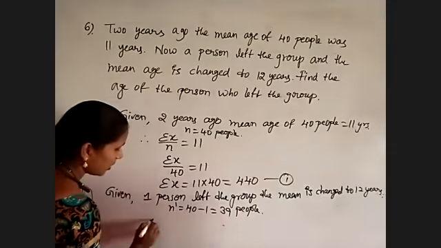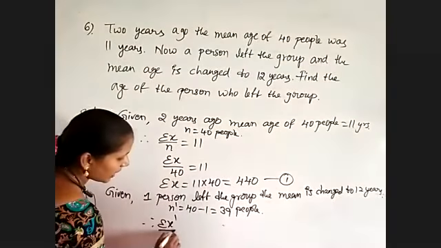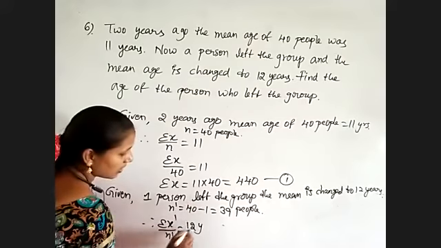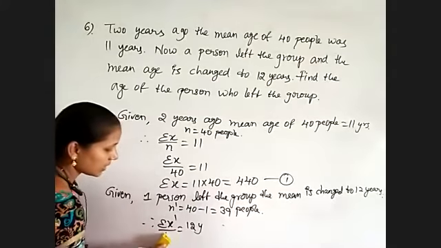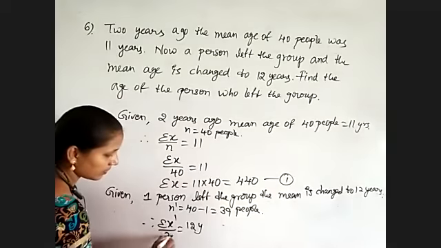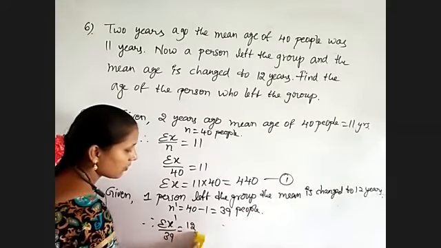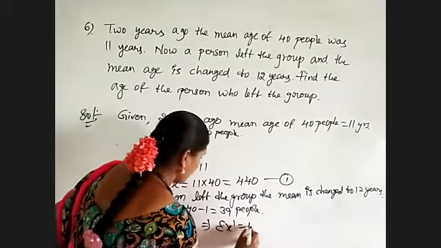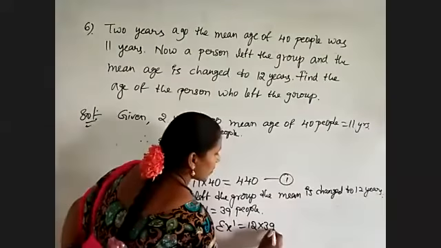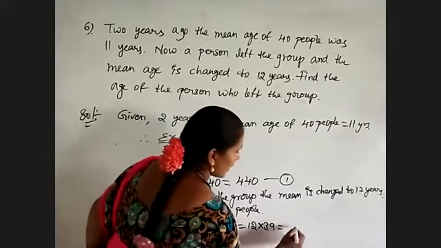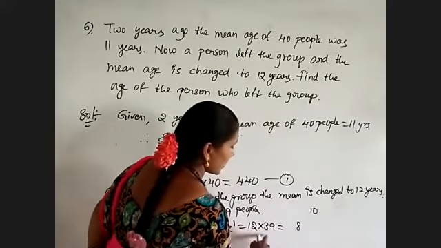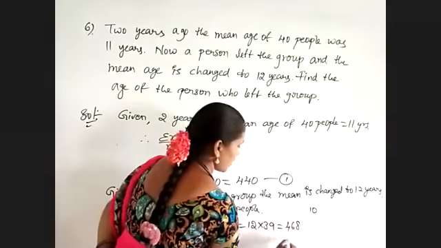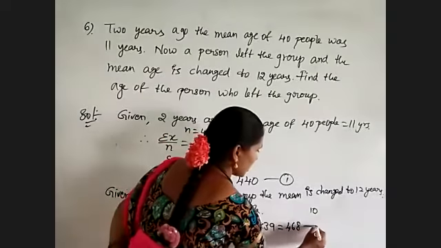So therefore, sigma x dash by n dash is equal to 12 years. N dash is nothing but 39. So from this, sigma x dash will be equal to 12 into 39. So what will I get? 12 9s are 108. 12 3s are 36. 36 plus 10, 40, 46. 468.